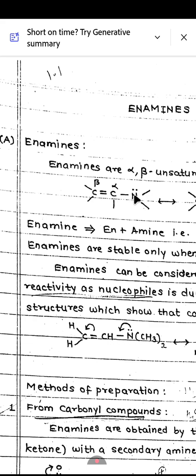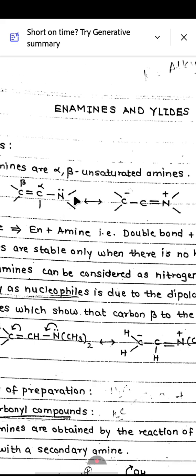The nitrogen lone pair is there, and the double bond carbon which is attached directly to the nitrogen, we will refer to it as alpha carbon, and the next carbon from the double bond we'll call the beta carbon. Okay, so nitrogen, alpha and beta carbon which is unsaturated. So this is an amine, and this alpha beta unsaturated amine is called an enamine.